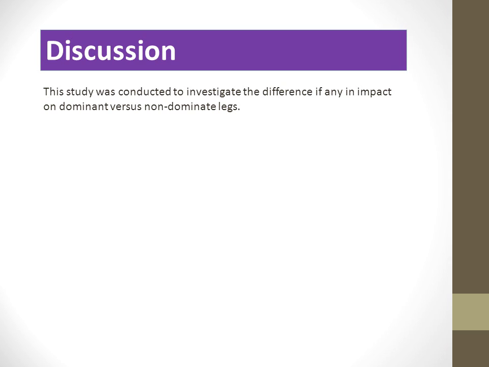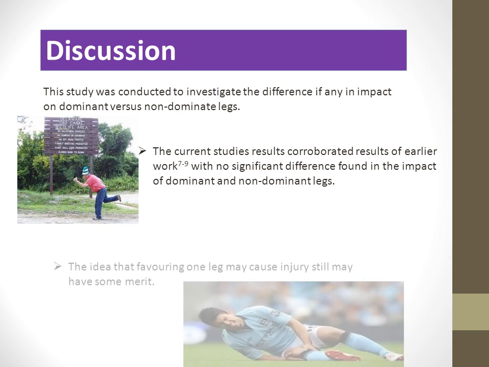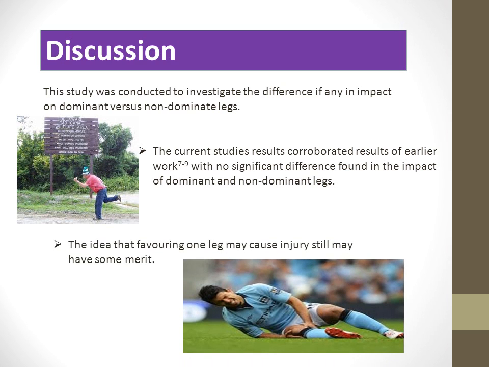So as stated earlier, the study that we were looking at was to investigate the difference in impact of dominant versus non-dominant legs and what that could relate back to injury. Our findings showed that there wasn't really much difference between the impact of dominant and non-dominant legs from that 30 centimetre drop, which is similar to a couple of other studies that I can show you a bit later. This doesn't eliminate the fact that one leg may cause an injury, and there are some merits to the idea that this might be so.